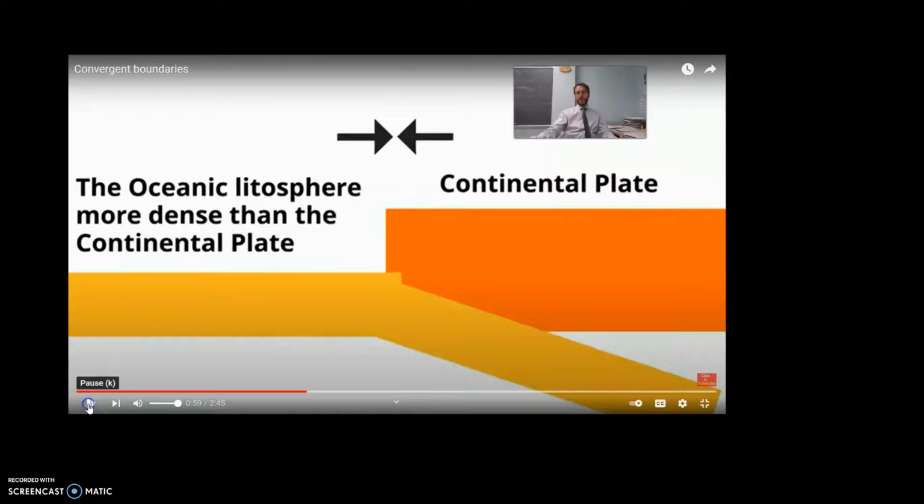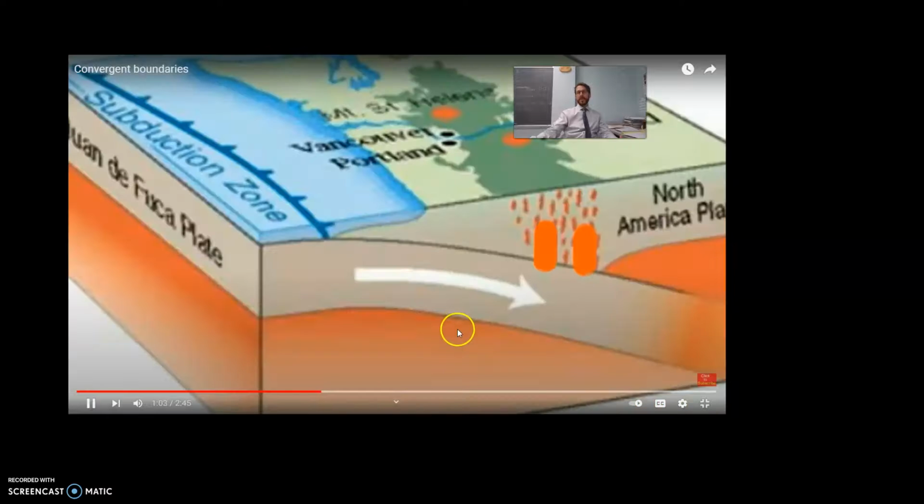Now once it gets down there, the material that made this plate in the first place was already less dense than the mantle, so you're going to get some melting, and that's where we're going to get some volcanoes. Now this is not just volcanoes. When you shove the Juan de Fuca plate under the North American plate, you're also going to get earthquakes. They could be shallow if they happen here. They could be deep if they happen here.